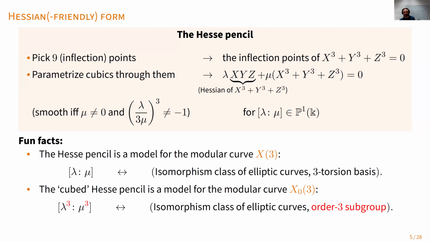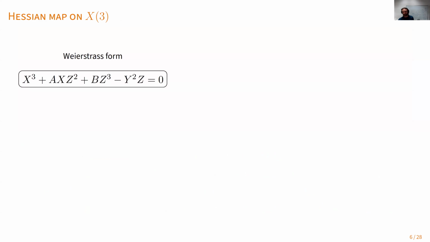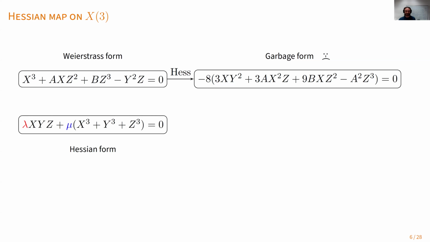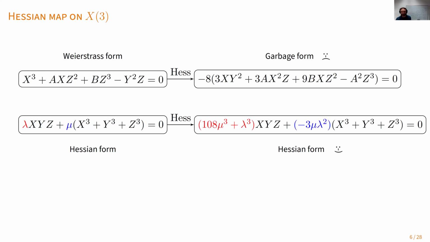Okay, but why am I introducing this? As we said, the Hessian of an elliptic curve shares the 3-torsion points with the elliptic curve. And this seems to be the right model to look at the Hessian. In fact, if you start from a Weierstrass form, one of the forms we are more used to, and you take the Hessian, you end up with something that doesn't look super nice in general. So it's not in the same form. While if you start with something in Hessian form and you take the Hessian of this curve, you obtain something that is again in Hessian form.